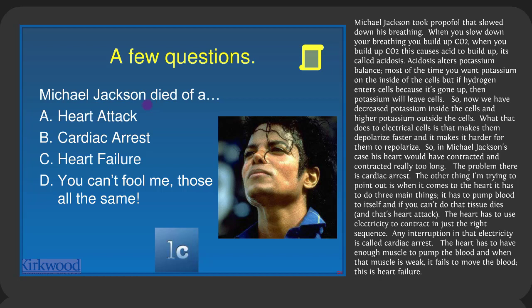So now we have decreased potassium inside the cells and higher potassium outside the cells. What that does to electrical cells is it makes them depolarize faster, and it makes it harder for them to repolarize. So in Michael Jackson's case, his heart would have contracted, and contracted really too long. The problem there is cardiac arrest. Arrest means the heart is not contracting anymore. It can be not contracting if it's held in contraction or if it's unwilling to contract.